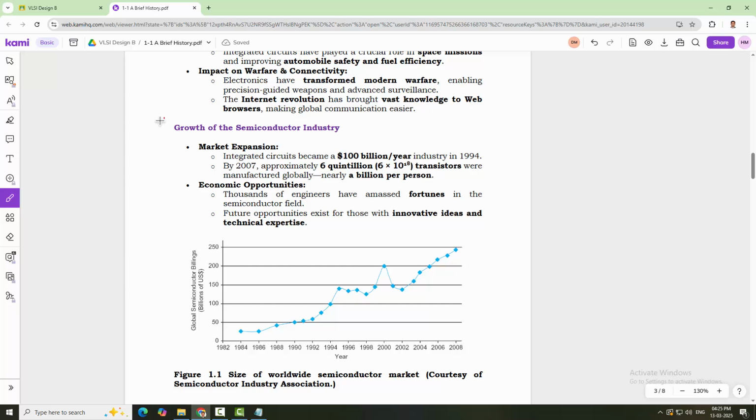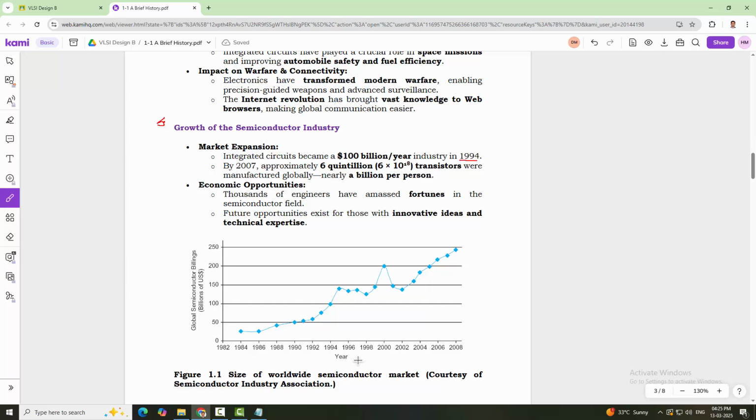The semiconductor industry is the second leading business worldwide, compared to the oil business. Let us see how exactly the growth rate impacted the technology. On market expansion, integrated circuits became a 100 billion per year industry in the year 1994. That can be witnessed through this graph.